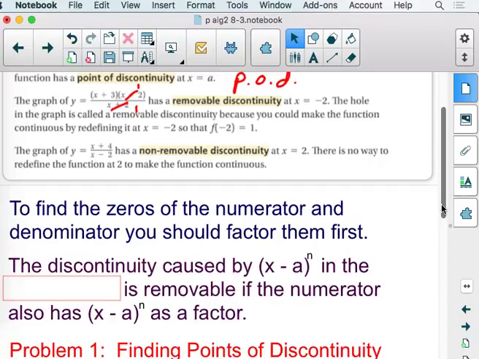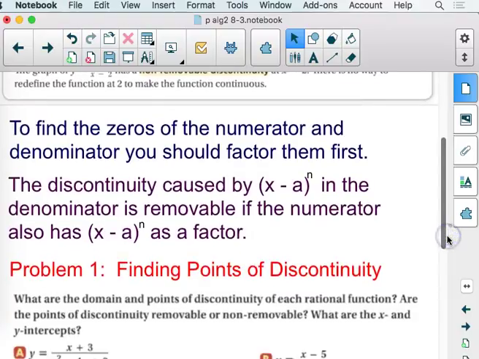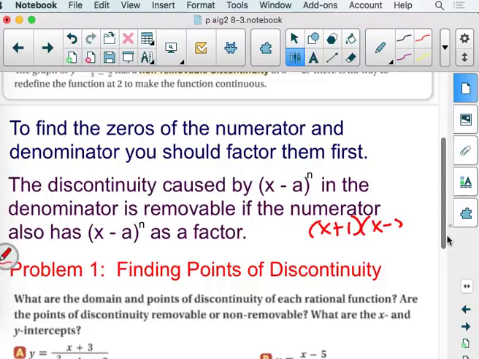So, to find the zeros of the numerator and the denominator, we definitely want to factor them first, because if we see one that cancels, we know it's a hole. The discontinuity caused by that factor, if we have the same factor in the numerator and the denominator, is a removable discontinuity. If you can cancel, it's removable. If it won't cancel, it's not removable. It's as easy as that. Makes perfect sense to me. Can I remove the x plus ones? Yes. It's removable. It's a hole.